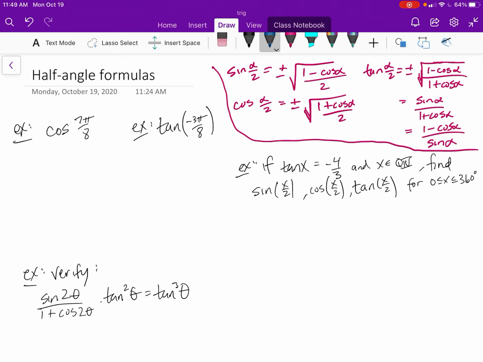You have to figure out which quadrant you're in, right, to determine if it's going to be a positive or a negative result. Otherwise, the formulas all hold. Notice for tangent, we have three different formulas as well. And the bottom two are a variation of the top two, made by multiplying by the conjugate of either the numerator or the denominator.